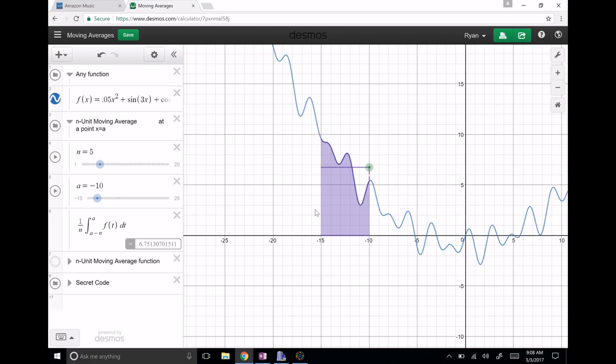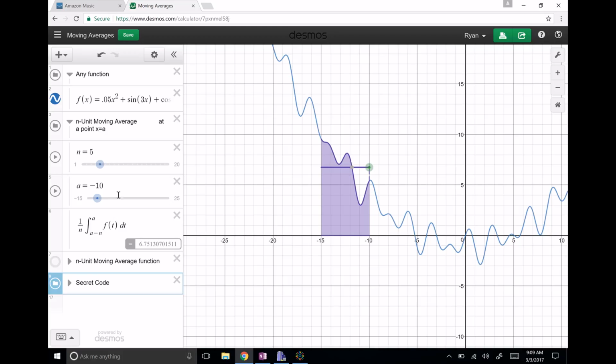So if you were to do that integral, 1 over n, in this case I'm specifying my x value, right? My x value is negative 10 right now. So I'm doing the integral from negative 10 minus 5 to negative 10, so that's why it's going from negative 15 to negative 10, of this function. And if I integrate this, it's saying that the average height of the function over this interval is 6.75. And so this line right here is at height 6.75 and change. And this point right here is that average value, again, ending at x, so that's why it's at the right-hand endpoint.